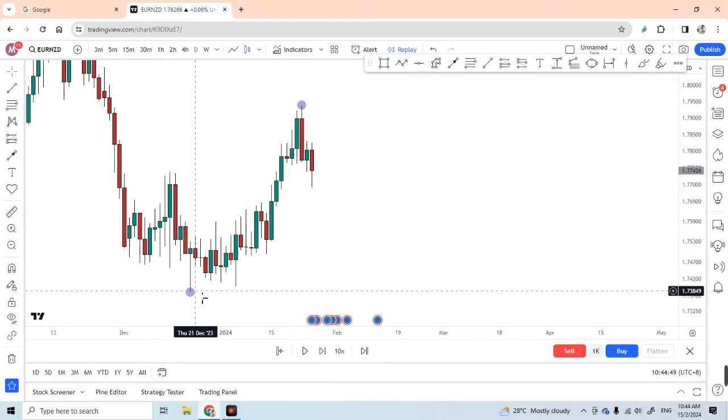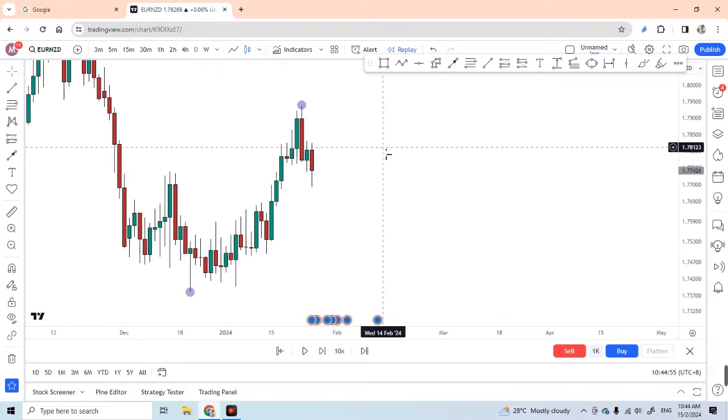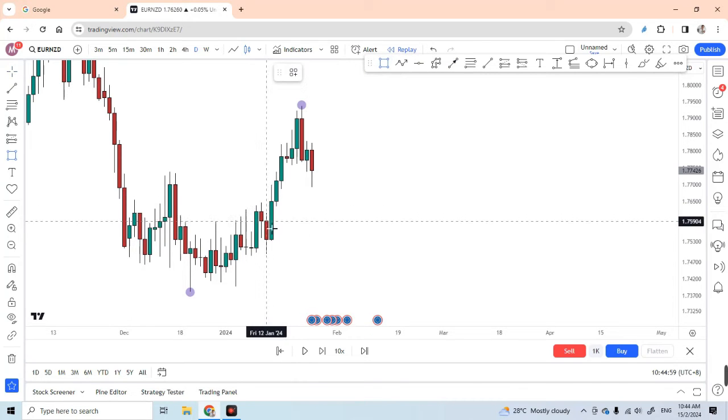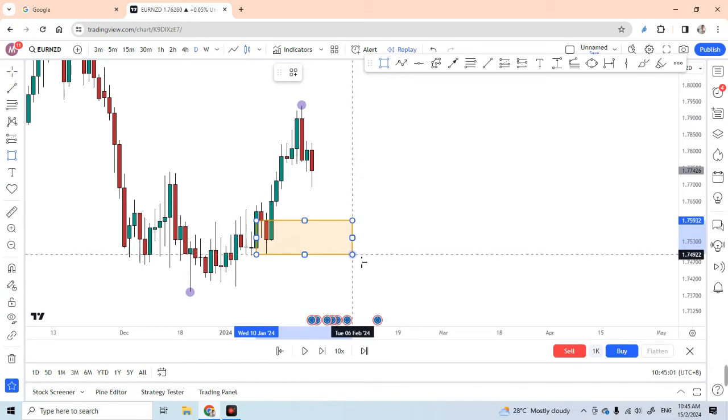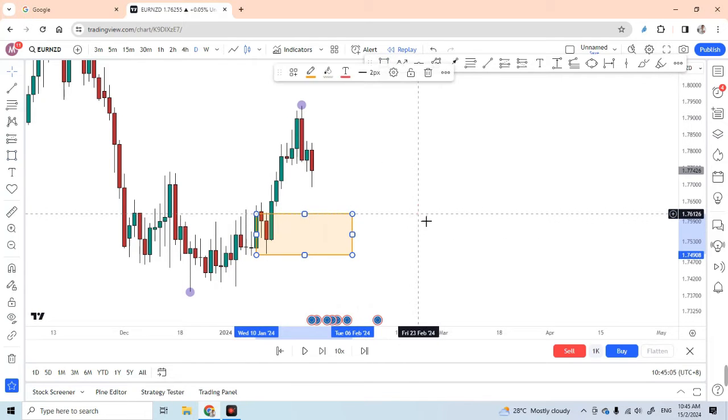Now by using the supply and demand perspective, where is the last demand zone that the price needed to hold before it breached? It's right here. Should I enlarge it a little bit? I have my own way of looking at the supply and demand zone.